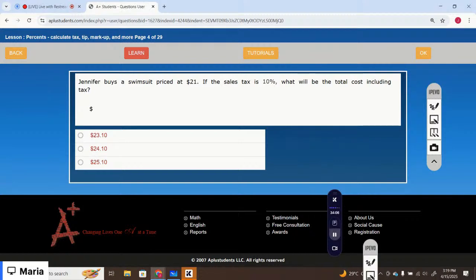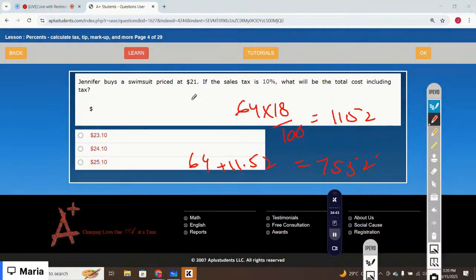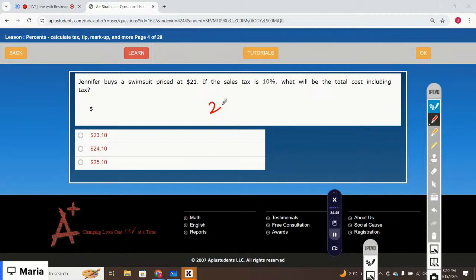Jennifer buys a swimsuit priced at $21. If the sales tax is 10%, what is the total cost including tax? The sales tax is 10%. So just calculate 10% of 21, right?